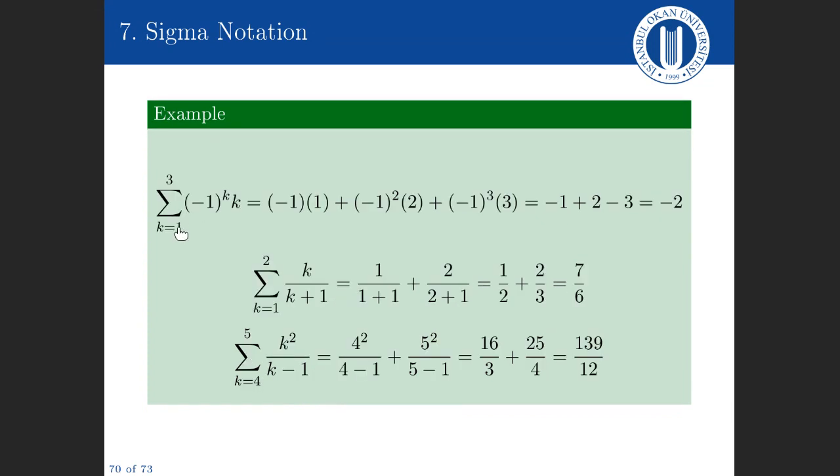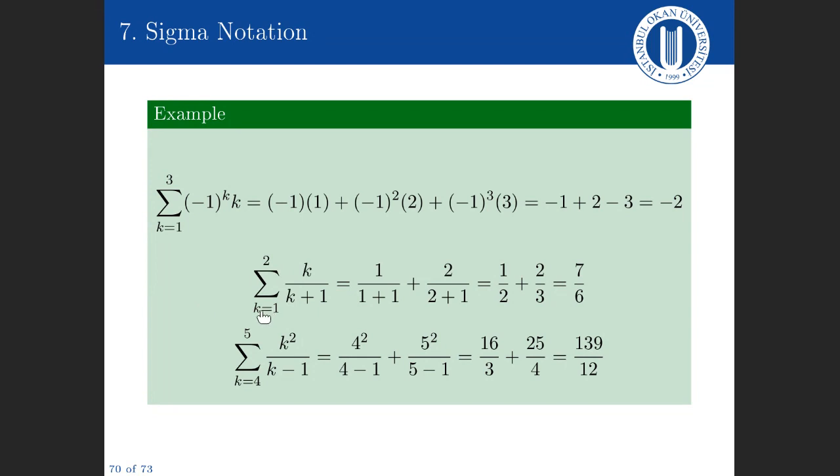The sum from k equal to 1 to 3 of minus 1 to the power k, times k. First we do k equal to 1, so you get minus 1 to the 1, times 1. And then we do k equal to 2, so minus 1 squared, times 2. And then we do k equal to 3, minus 1 cubed, times 3. And then we stop, because the number on the top is 3. And it turns out that this is equal to minus 2.